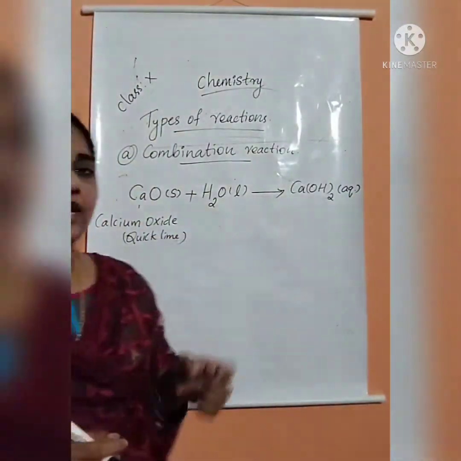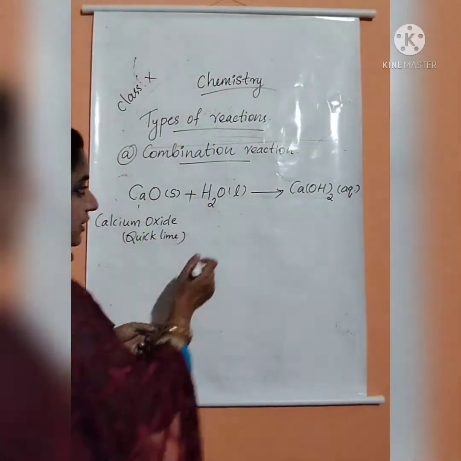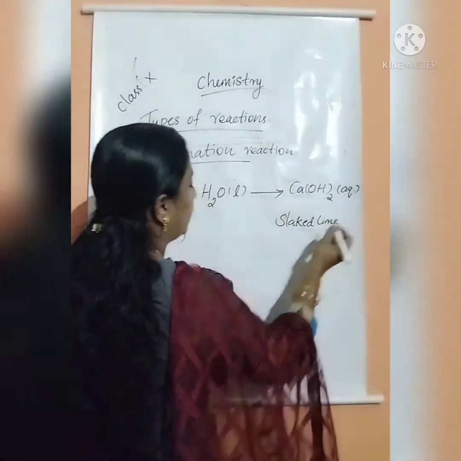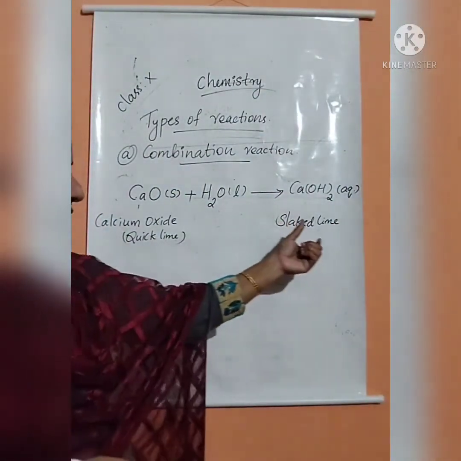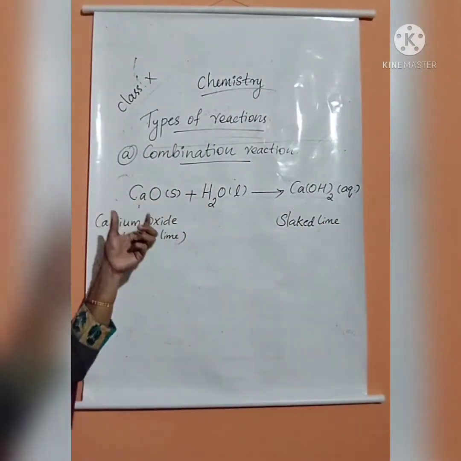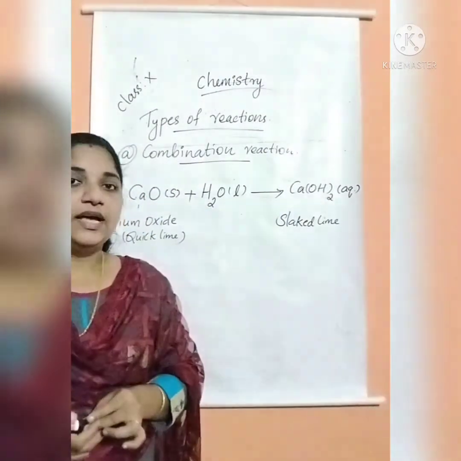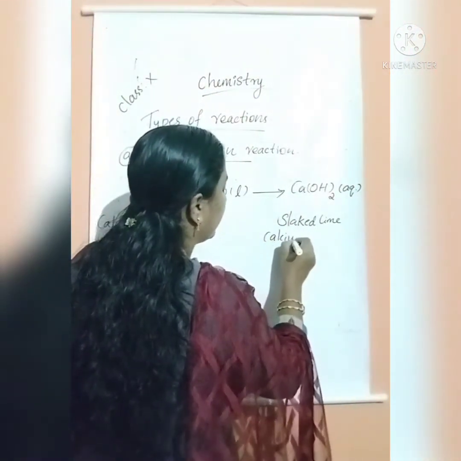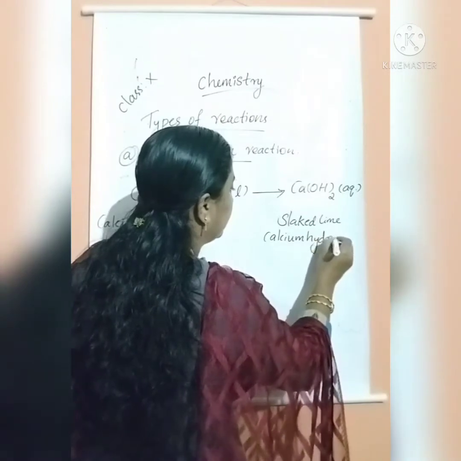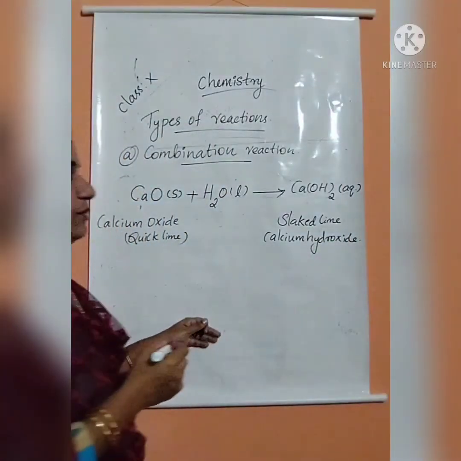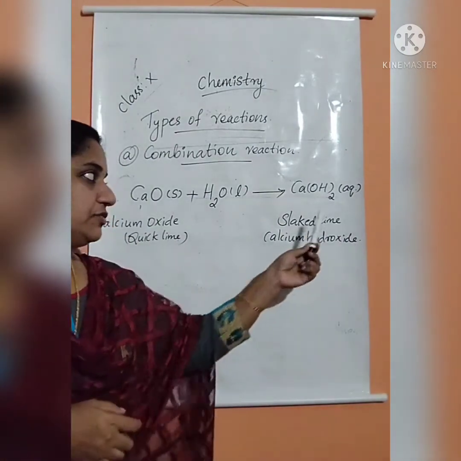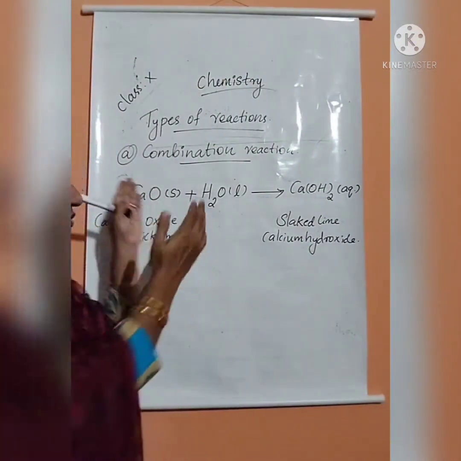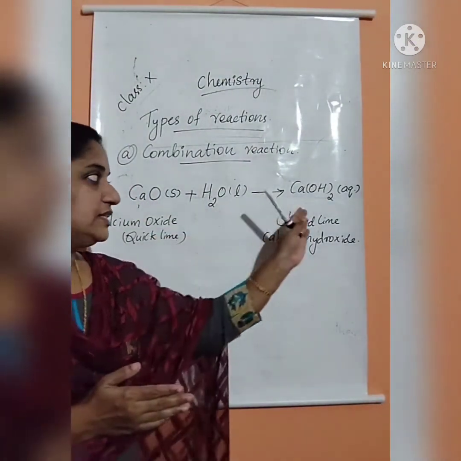Calcium oxide's other name is quicklime. Then water, calcium hydroxide. Calcium hydroxide or slaked lime. That is, calcium oxide vigorously reacts with water, and calcium hydroxide or slaked lime is formed. From this equation, we can understand that two reactants react together to form a single product.